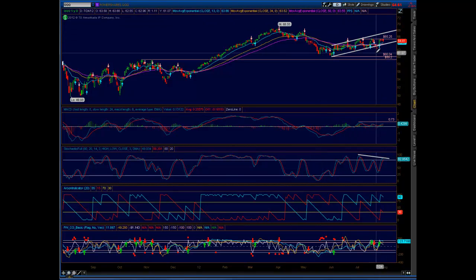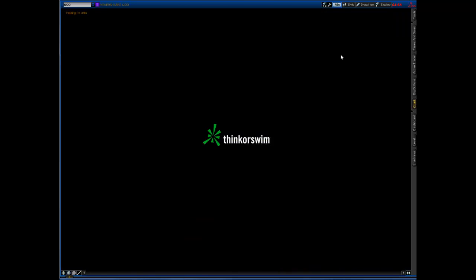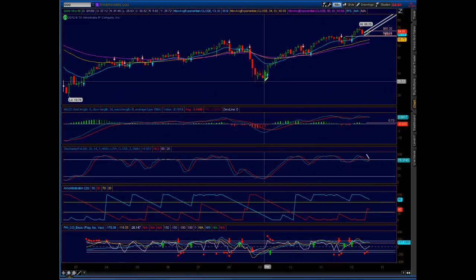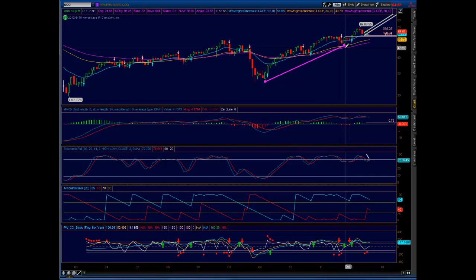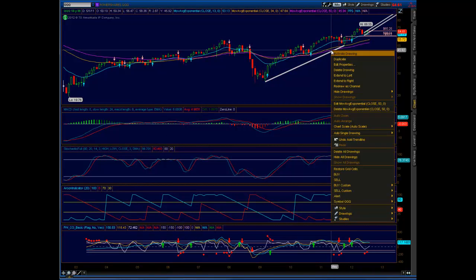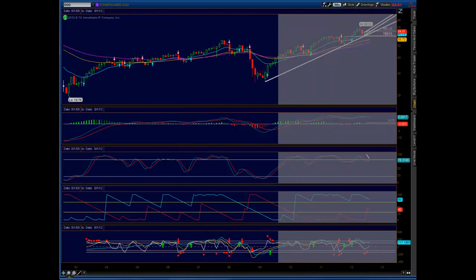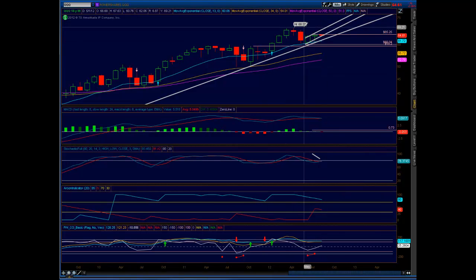So same thing here. On the monthly time frame, we see this uptrend line that I don't believe is going to hold after this all plays out.